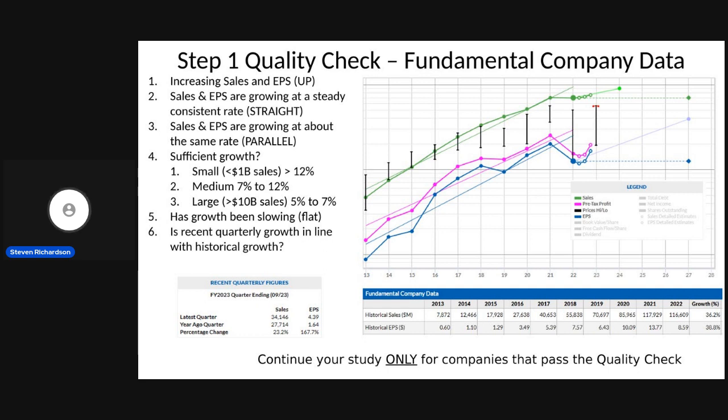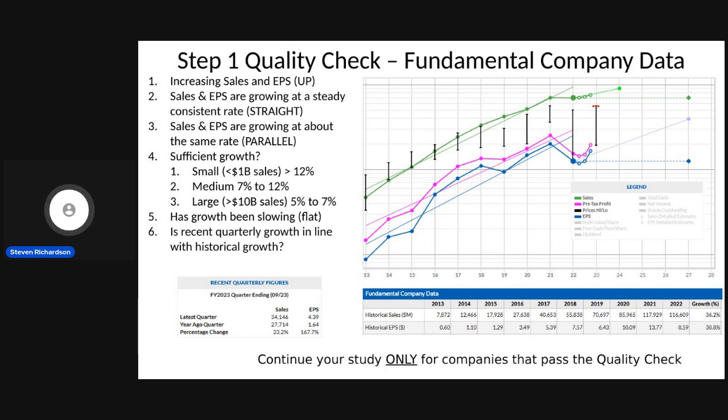Does this company have sufficient growth? Small companies, which earn less than $1 billion in sales revenue, should be growing at a rate of 12% or greater. Normally, it's much greater because they're a breakout company, limited expenses, and make a lot of money. And then the medium size companies that are greater than $1 billion, less than $10 billion, should be earning 7 to 12% for their growth. And more than 12% is better. More is always better. The large companies greater than 10 billion should be earning 5 to 7% or greater.